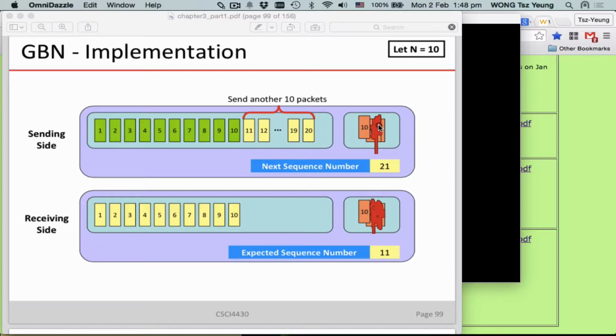Now are you clear with this? All acknowledgements are gone. Only 10 is delivered and saved. I said already here.